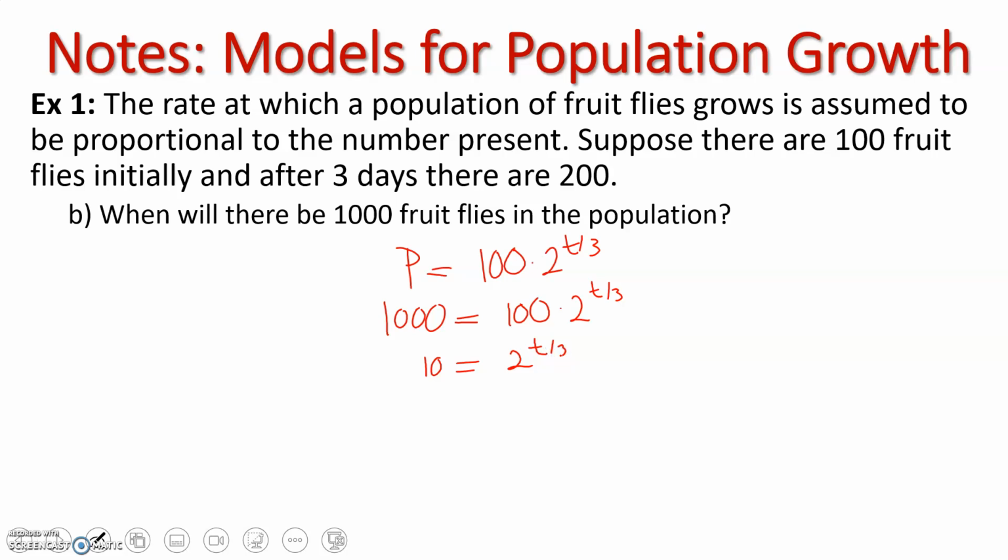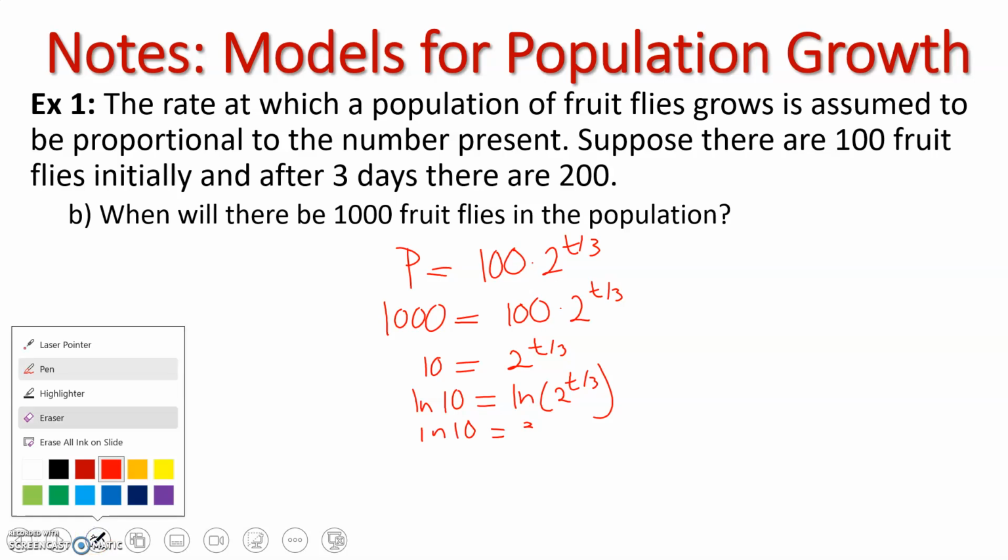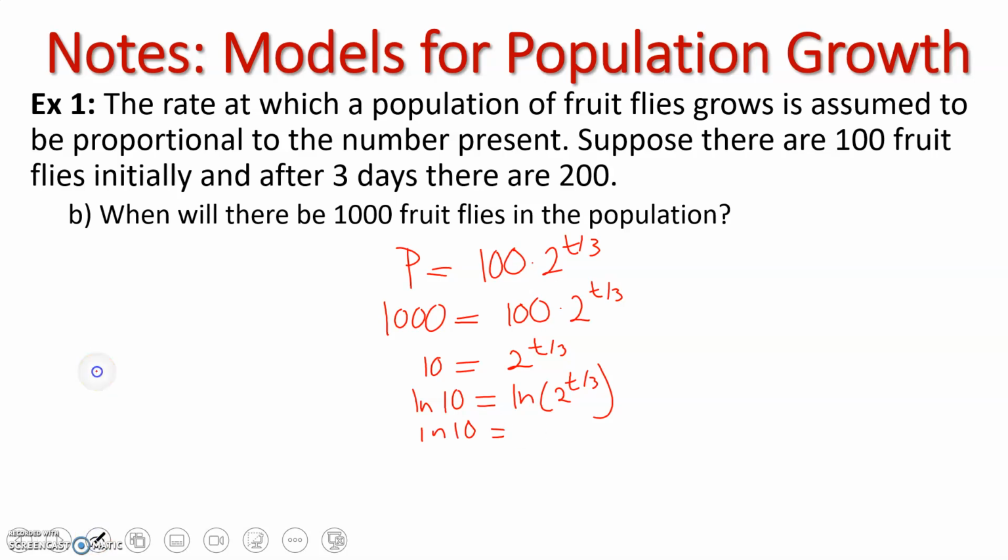Log base 2 of both sides, or I guess ln, either or. Let's do ln of both sides. ln of 10 equals ln of 2 to the power of t over 3. The power will come out using our log properties. So ln of 10 is t over 3 times ln of 2.